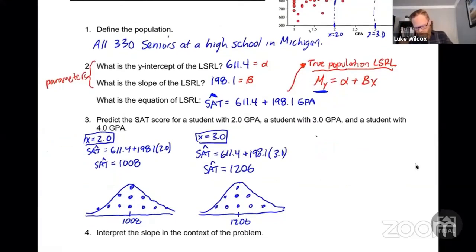Now you can see where I'm going here. Let's move over to the final estimate, which is the one for the GPA of 4.0. And I'll tell you, just by plugging that into the line of best fit, you're going to get a prediction of about 1404 for a student with a 4.0 GPA.